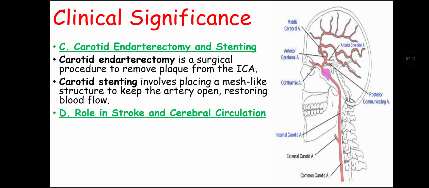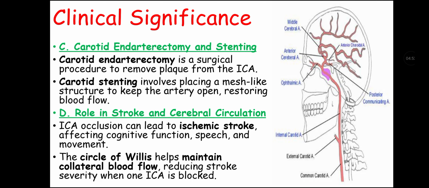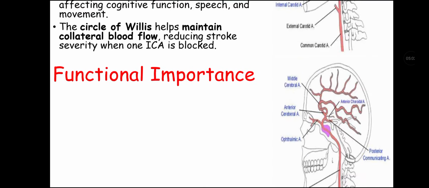Next clinical significance is its role in stroke and cerebral circulation. Internal carotid artery occlusion can lead to ischemic stroke affecting cognitive functions, speech, and movements. The circle of Willis helps maintain collateral blood flow, reducing stroke severity when one internal carotid artery is blocked.